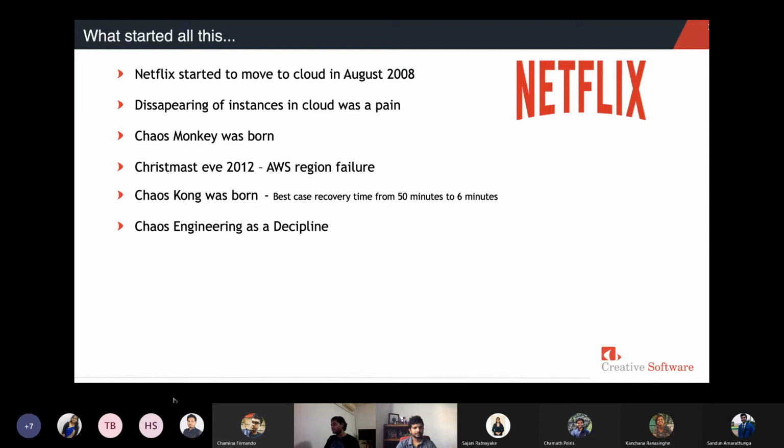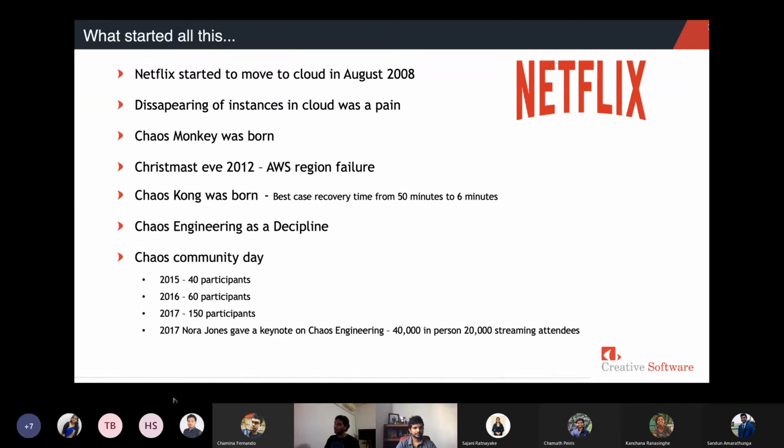So after that, they wanted to hire more chaos engineers to run their systems, and they went on finding senior chaos engineers, but they failed to find any because the concept of chaos engineering was not established in the world. So they thought that we need to spread this practice and discipline throughout the world. So they started hosting a community day, Chaos Community Day.